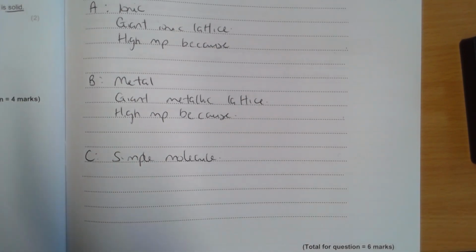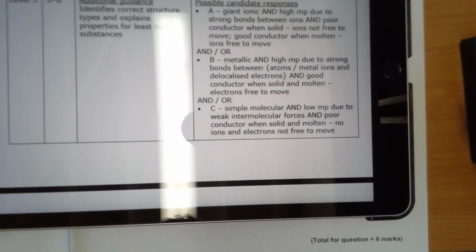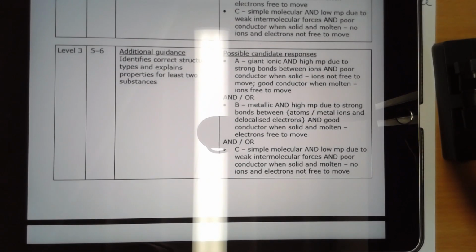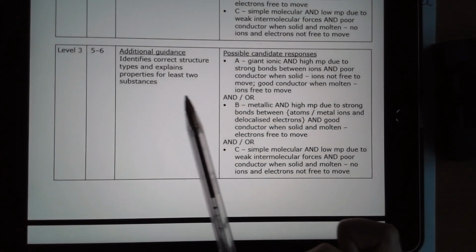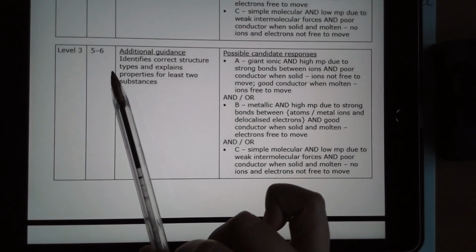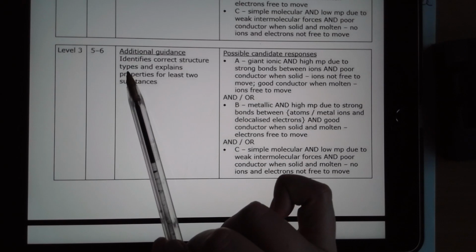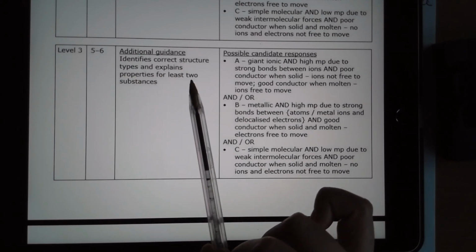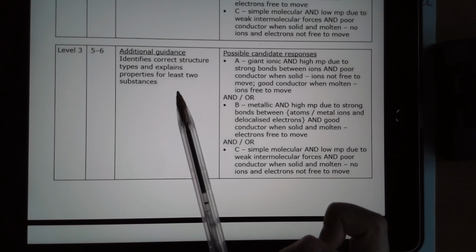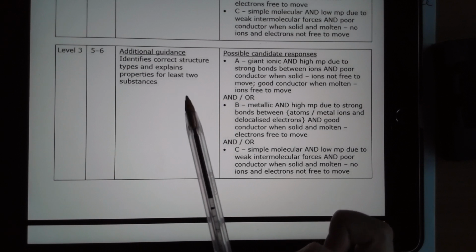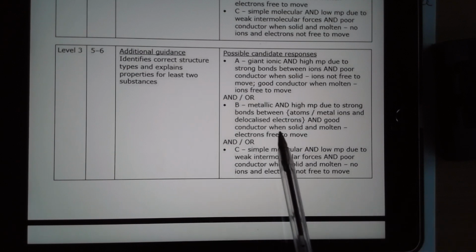Now, do you need all that to get 6 marks? No. If we take a look here at the mark scheme, you'll see that to get 6 marks, you need to identify the correct structure. So you need to know ionic, metallic, simple covalent, but you only need to explain the properties for 2. So just say you knew nothing about metals, you copped on that it was a metal, but you couldn't explain why, you can still get 6 marks.